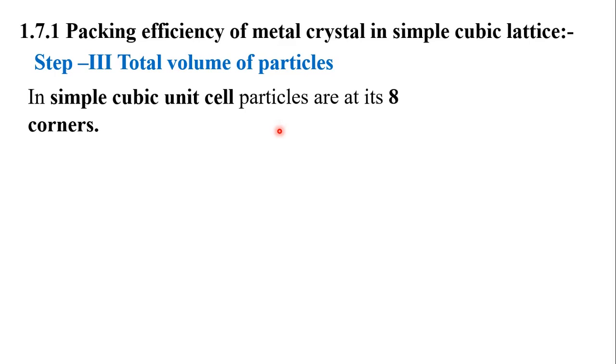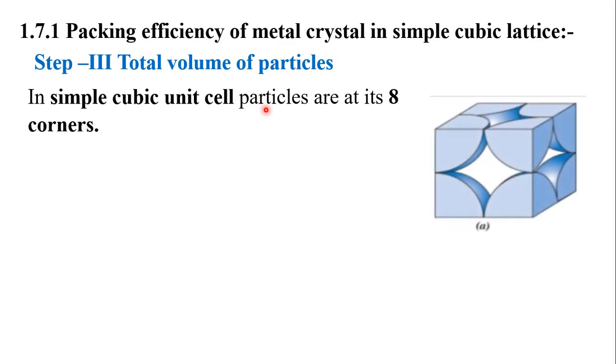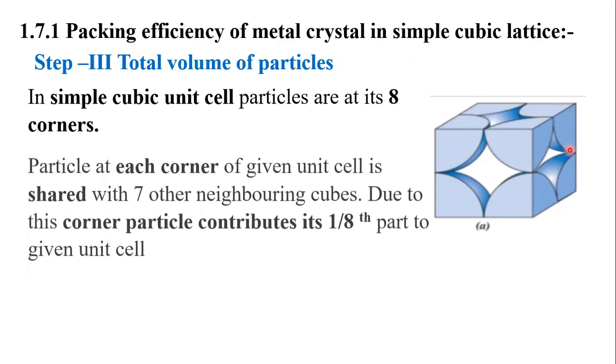We already studied this, but I will revise it. So in a simple cubic unit cell, how many particles are there? 8 particles are there at its 8 corners. So in a simple cubic unit cell, particles are present at its corners, as it is a primitive unit cell. In any primitive unit cell, the particles are present only at the corners. So as it is a simple cubic unit cell, the particles are present at the corners only.